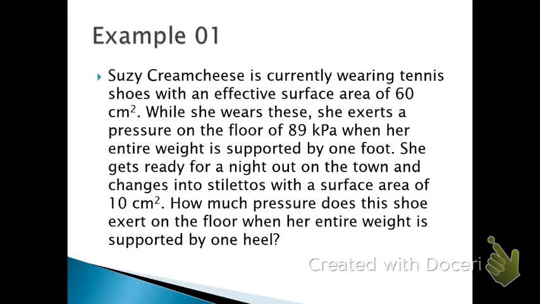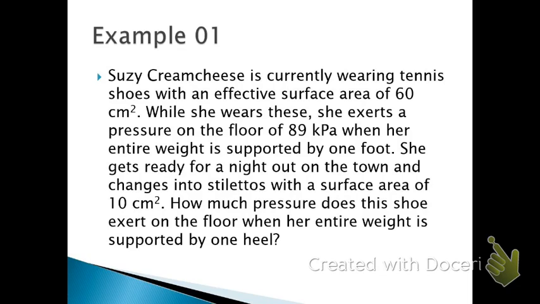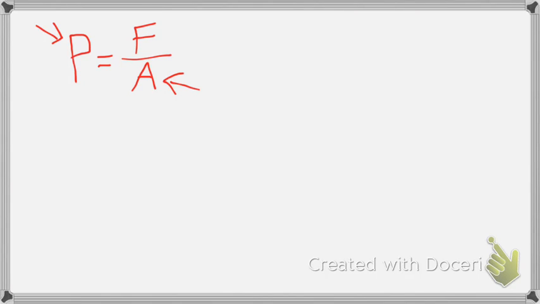All right, well, let's take a little look at what we can do with that. We know that pressure is just force divided by area. And to begin the problem, we know the pressure that she's exerting on the ground, and we know the area, or we at least can find the area of those shoes. Right? Well, to begin, let's actually find what that area would be. It's 60 centimeters squared, and then it changes to 10 centimeters squared. But that's not helpful. I need it in terms of meters squared.